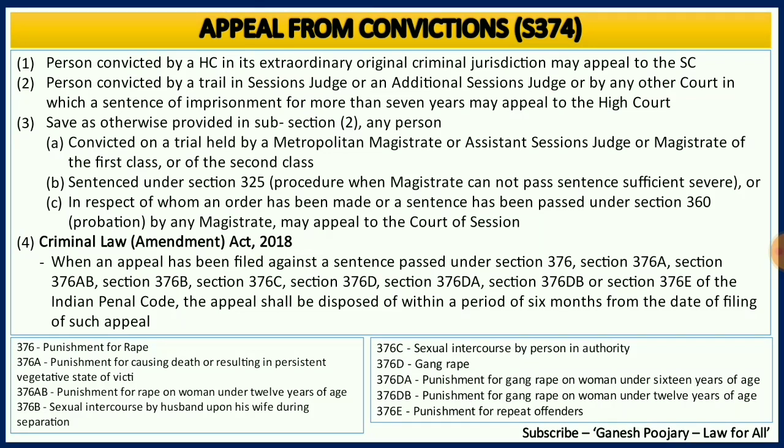In that case, there can be an appeal in front of the Court of Session in 3 different opportunities. First being where a person is convicted on a trial held by a metropolitan magistrate or assistant session judge or magistrate of the first class or of the second class, or sentenced under section 325 which discusses about procedure when magistrate cannot pass sentence sufficiently severe, or in respect of whom an order has been made or a sentence has been passed under section 360 which is basically on probation by any magistrate. In all these cases, an appeal can be made in the Court of Session.